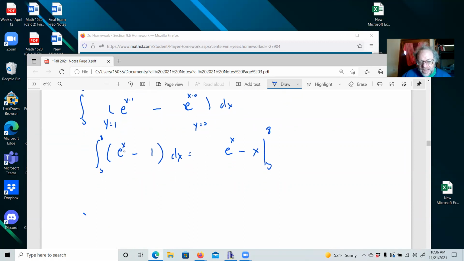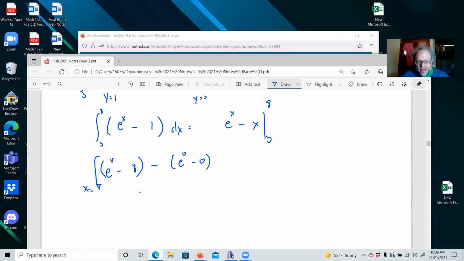So x evaluated at 8: we have e to the 8th minus 8, minus, and then at 0, we have e to the 0 minus 0. Here we have e to the 8, which we're not going to type in the calculator, minus 8 minus 1. So this is going to be e to the 8th minus 9, and that is going to be our answer for this problem.